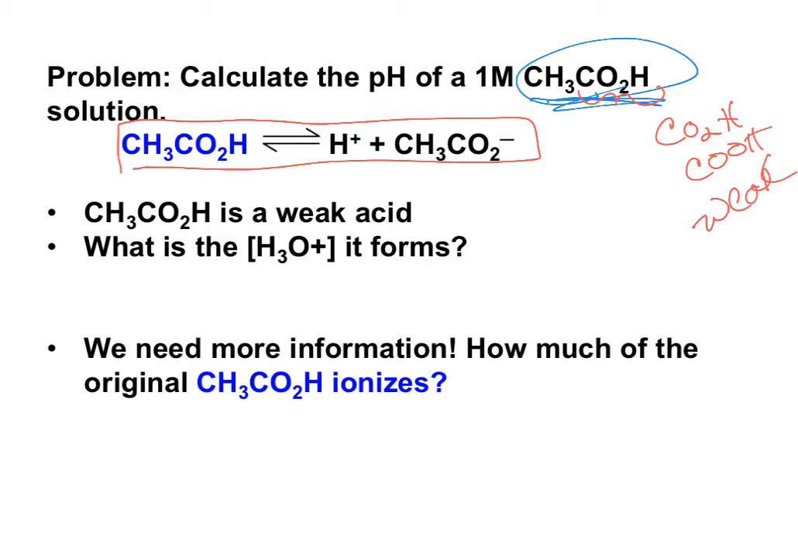And the big question here is, we know that 100% doesn't dissociate. So how do we find pH if we don't know how much hydronium ion is present? Well, we need more information, right? We need to know what percentage of this original weak acid dissociates before we can know the concentration of hydronium ion.